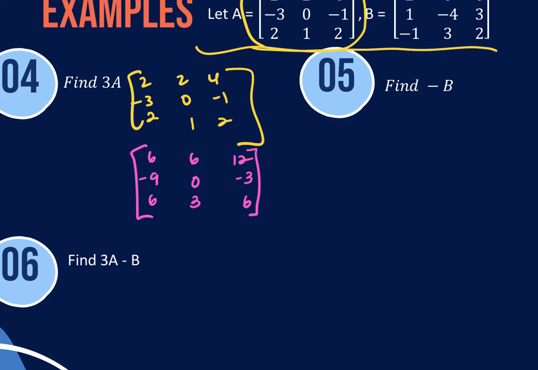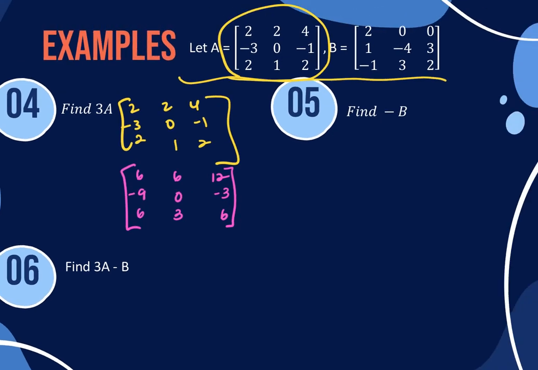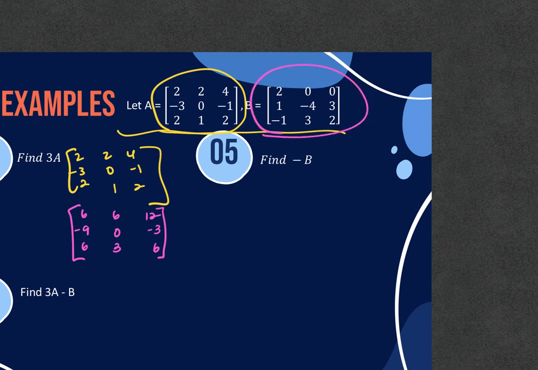5 says what? Negative B. So the negative just means what on the B? Take it, multiply everything by negative 1 or change all the signs. So this becomes negative 2, 0, 0, negative 1, 4, negative 3, 1, negative 3, negative 2. Still good.